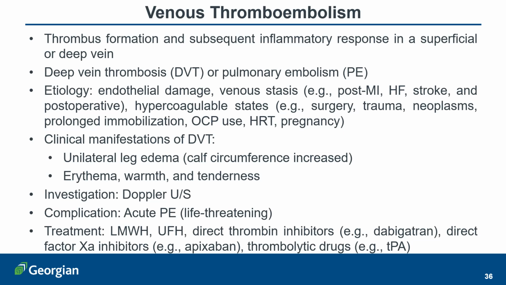The treatment for DVT and venous thromboembolism in general is various anticoagulants such as low molecular weight heparin, unfractionated heparin, direct thrombin inhibitors such as dabigatran, direct factor 10 inhibitors such as oxybaxan, and various thrombolytic drugs such as tissue plasminogen activator. Now, which one is exactly used will depend upon the physician's determination.